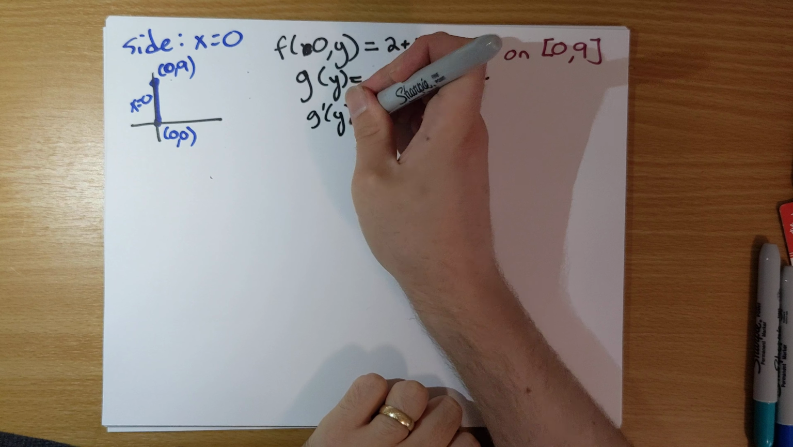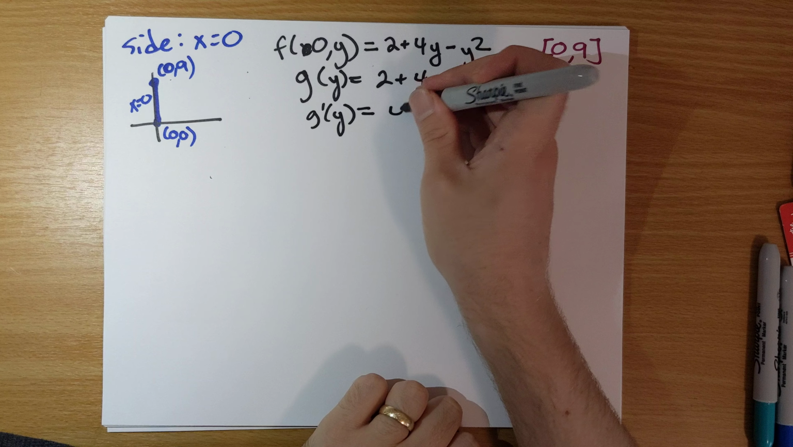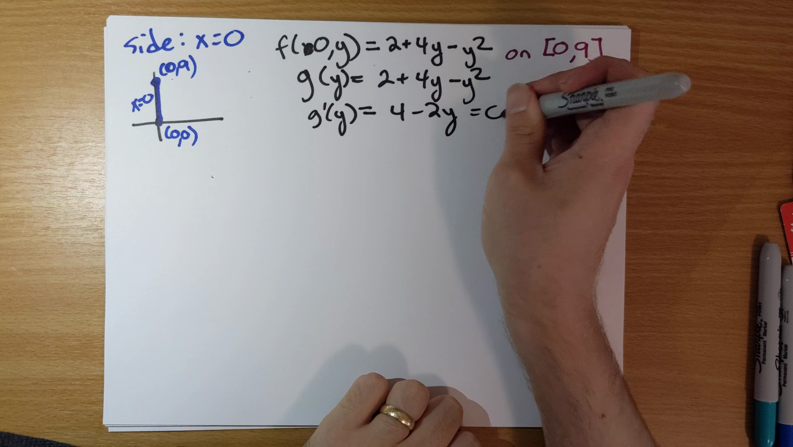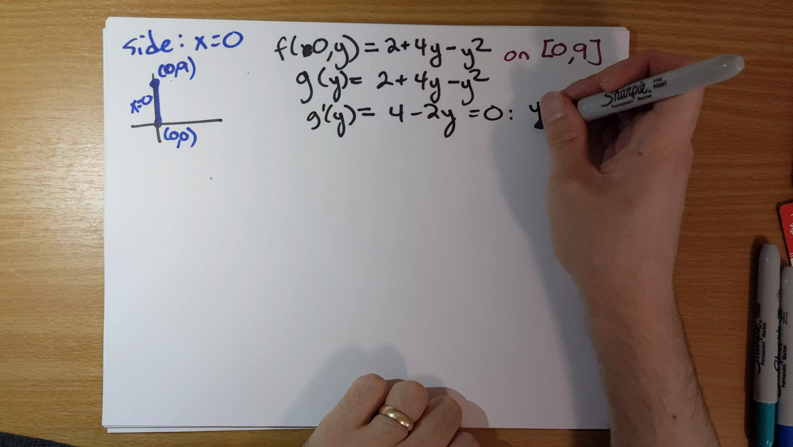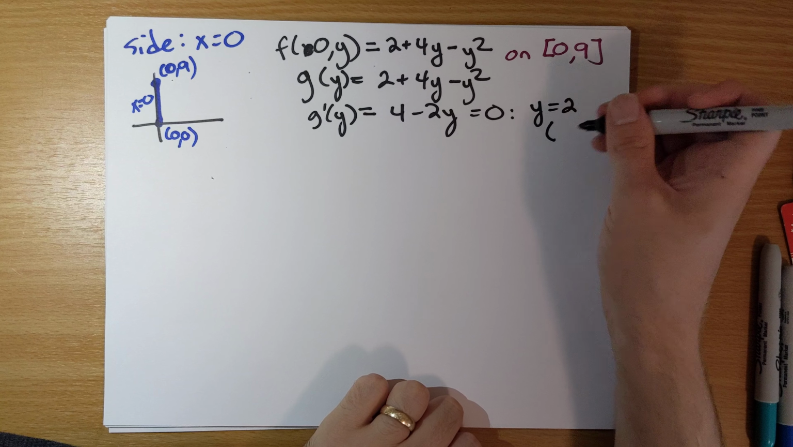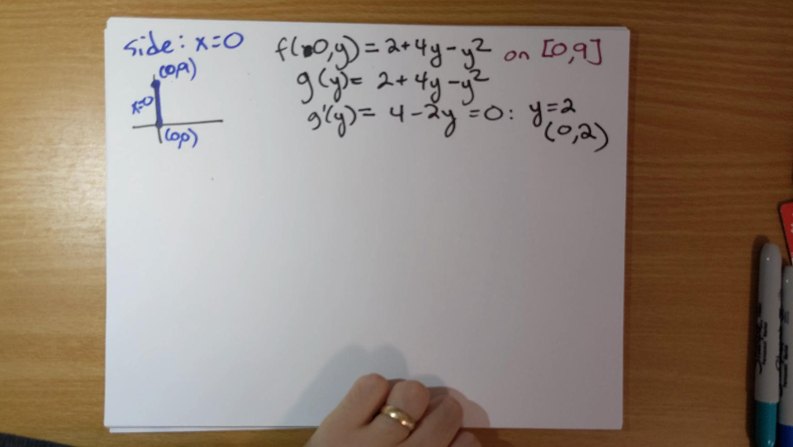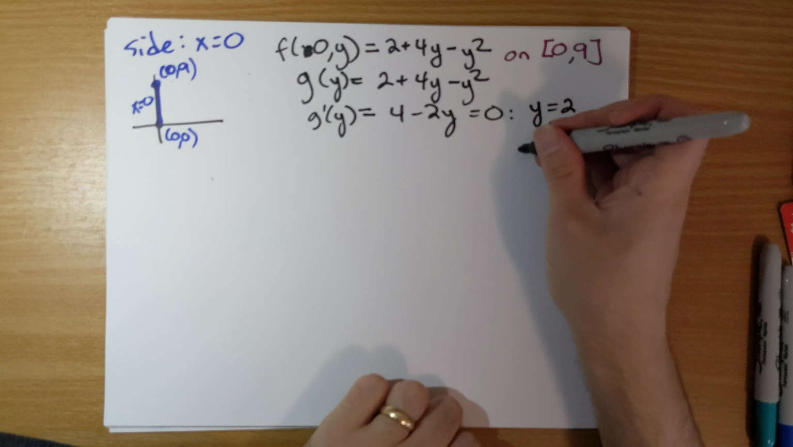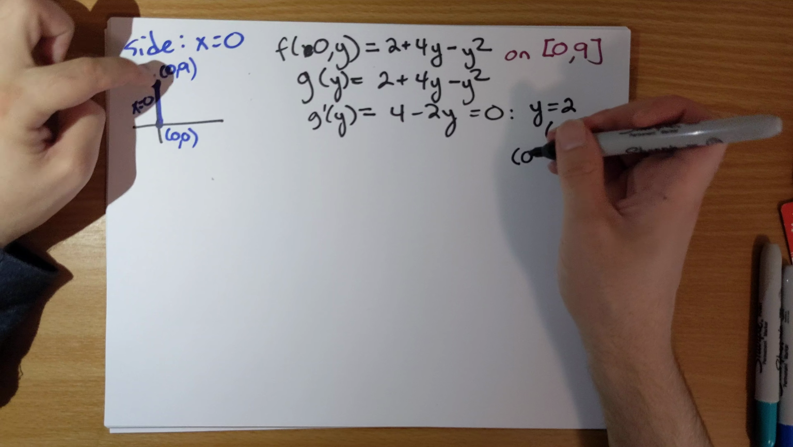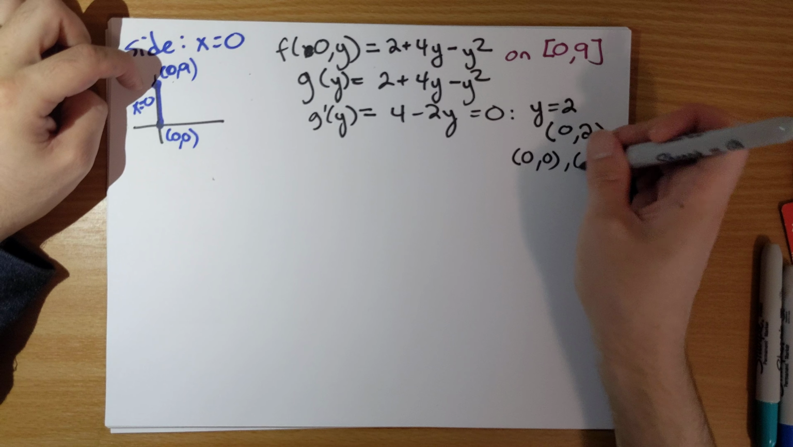To do that, we need to take the derivative and set it equal to 0. 4 minus 2y is equal to 0. That will be when y is equal to 2. We know that x is equal to 0. So our critical point here on the boundary is (0, 2). Also, we have to include the endpoints, (0, 0) and (0, 9).